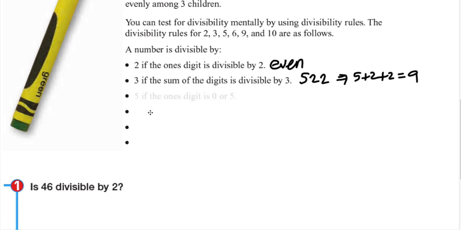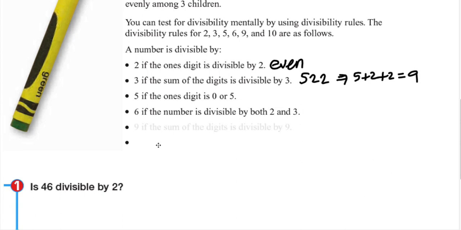A number is divisible by 5 if the one's digit is 0 or 5. That's pretty simple. A number is divisible by 6 if it's both divisible by 2 and 3. Meaning it should be divisible by both 2 and 3 for a number to be divisible by 6. A number is divisible by 9 if the sum of the digits is divisible by 9, very similar to 3. And a number is divisible by 10 if the one's digit is 0.